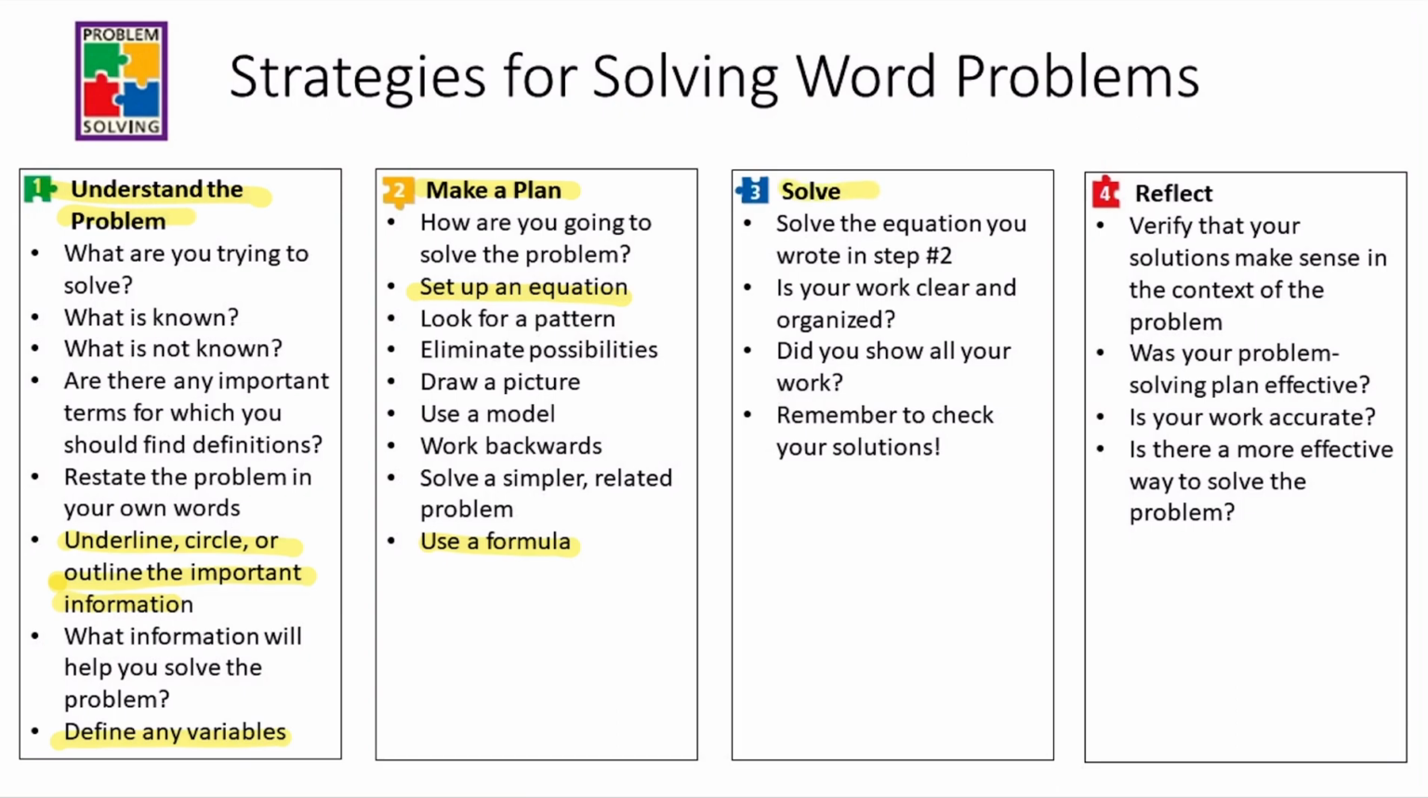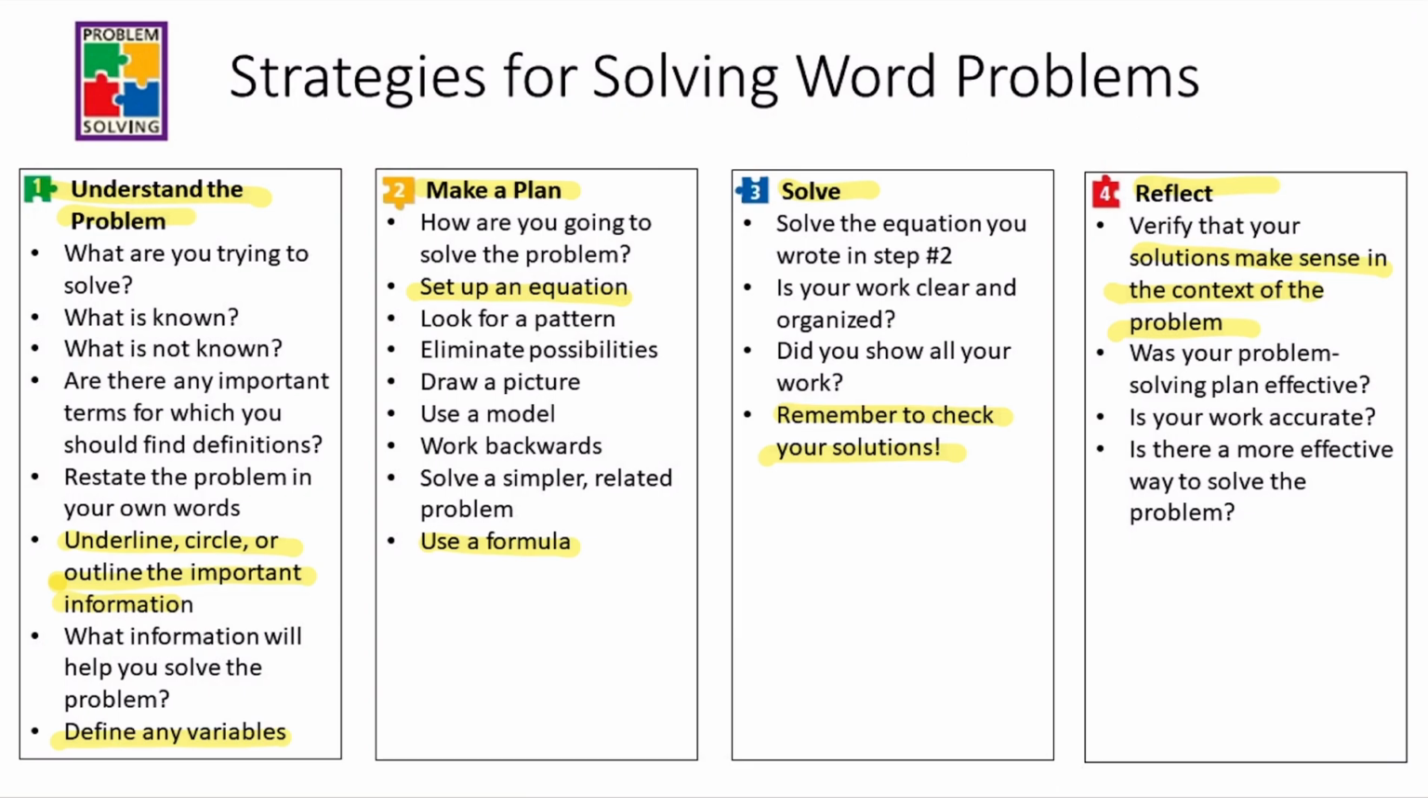Then you go ahead and solve. Remember to always check your solutions. And then when you're talking about real world problems, you want to reflect. Okay, you want to make sure that your solutions make sense in the context of the problem. So for example, if you're trying to find the number of people that are visiting a picnic and you get a negative value, you know that you need to go back and check your problem because you can't have a negative number of people.